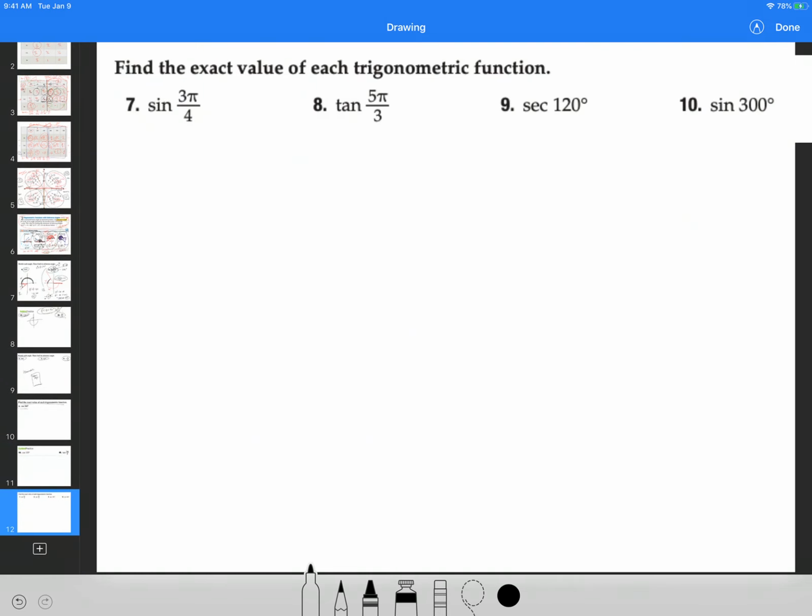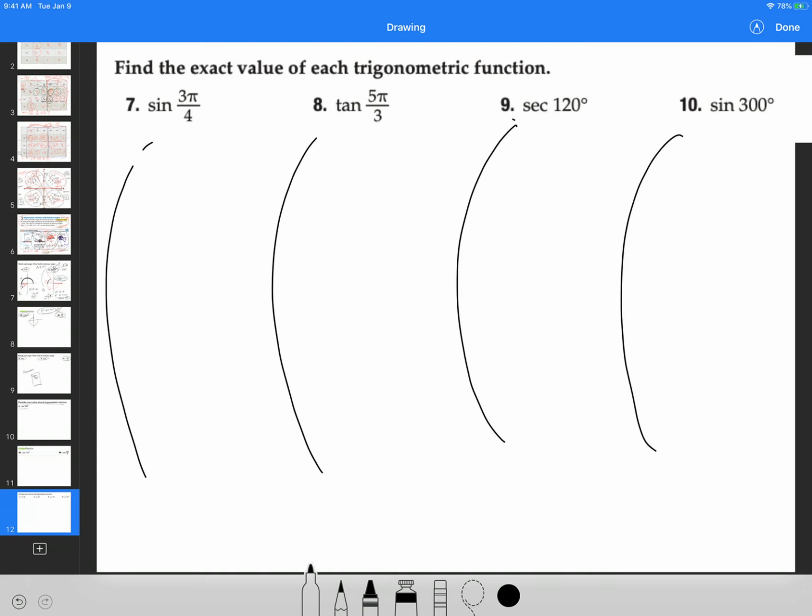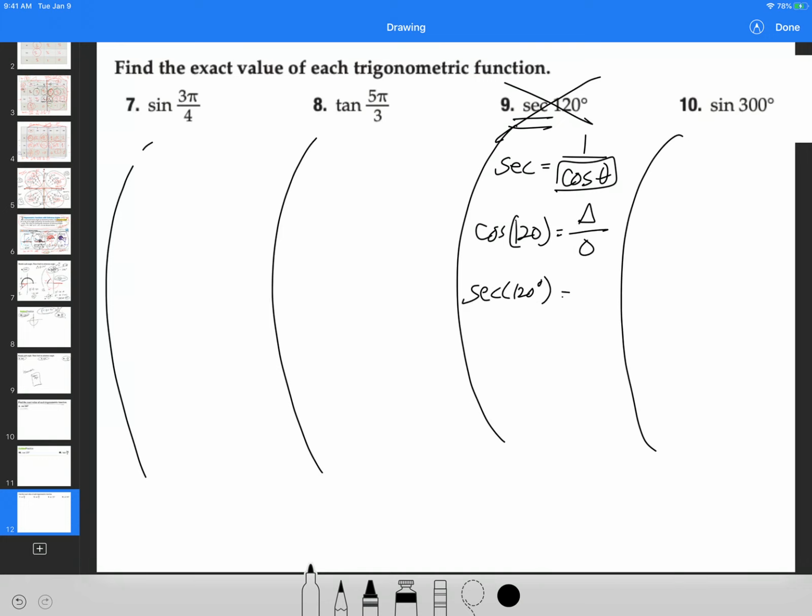Okay? All right. So for these questions, find the exact value of each trigonometric function. Secant is the only one I'm going to ask you to skip for now. If you want to do this question, secant, we haven't talked about it, but it's 1 over cosine of theta. So whatever the cosine value is, let's say, for example, cosine of 120 degrees ends up being triangle over circle, secant of that exact angle should be circle over triangle. You just have to reciprocate it. That's the only thing that you're going to be doing.